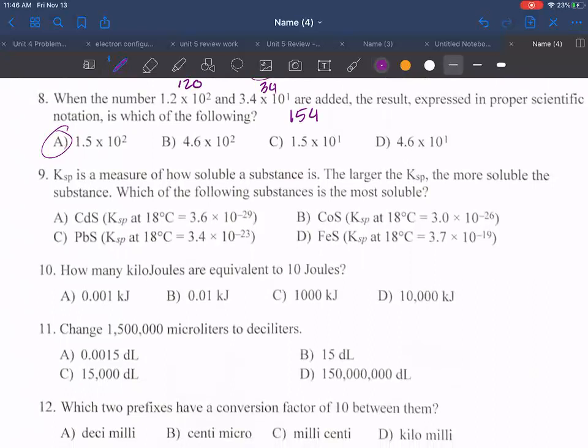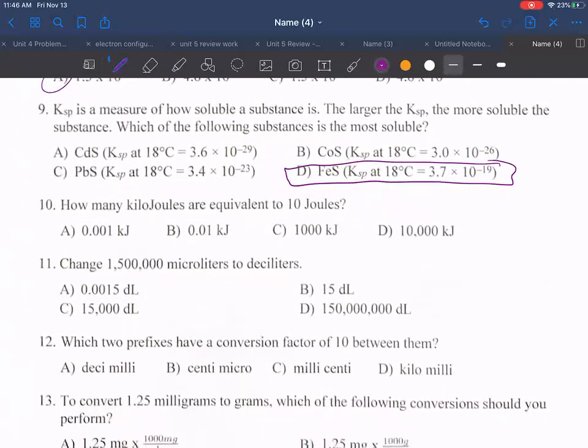Number 9, you don't have to know what KSP is. What the problem is asking for is which is the most soluble. Well, if the most soluble has the higher number, we're just looking for the highest number out of A through D. When you have negative exponents, the smaller the negative exponent, the bigger the number. So you should have gotten D.